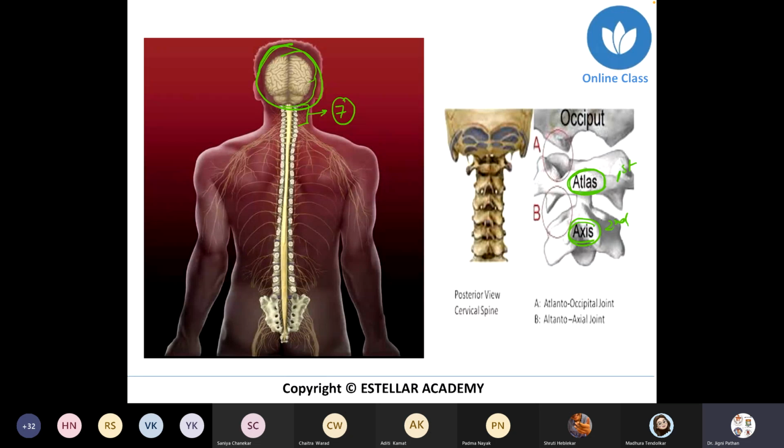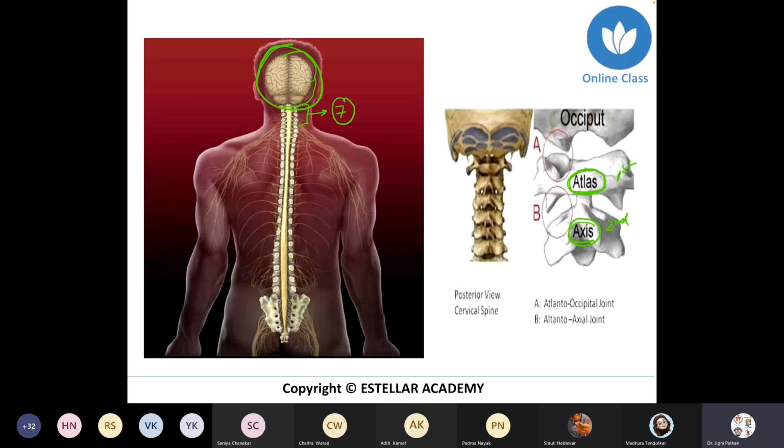Next. Now, skull is resting on atlas. Atlas is resting on axis. Very important question. First cervical vertebra is called dash. The second cervical vertebra is dash. Very important, the names you should remember. No confusion between the atlas and axis. Please do remember.